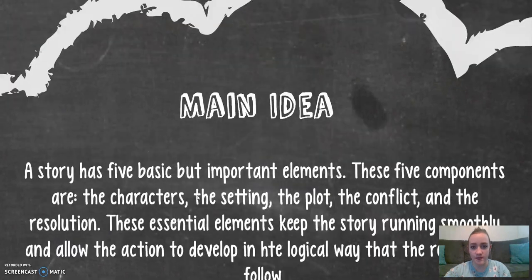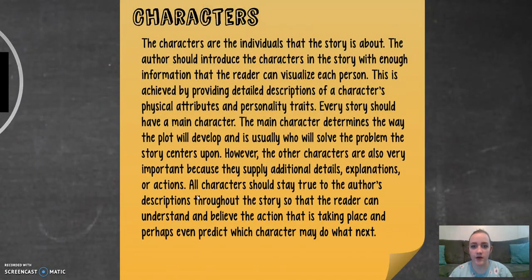It's awesome. So the first thing we're going to talk about are the characters. There's this really long text that I want you guys to read when you look at this presentation on your own, but pretty much what it says is the characters are the individuals that the story is about. So every story has a main character. There are characters that can be villains. There are characters that support the main character, but they're all super duper important.